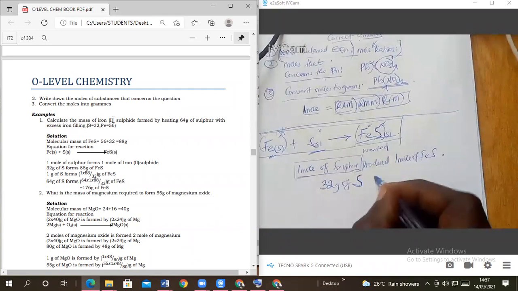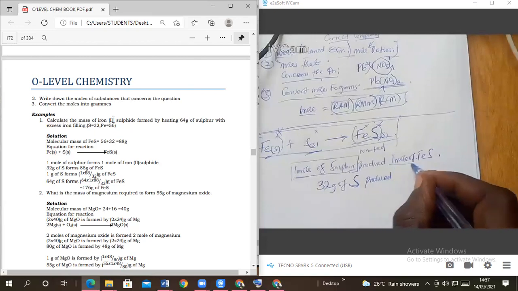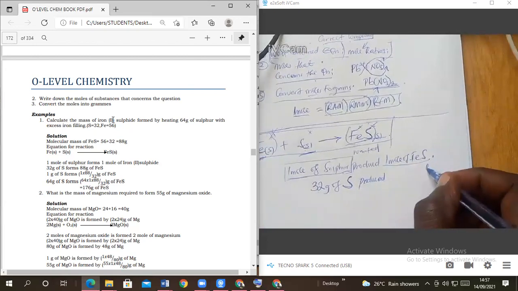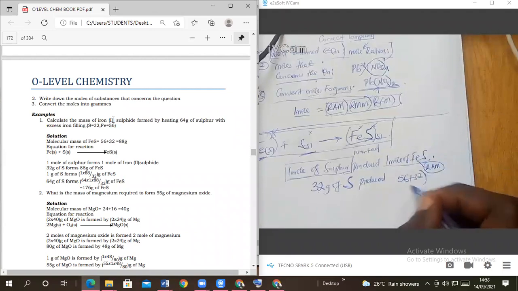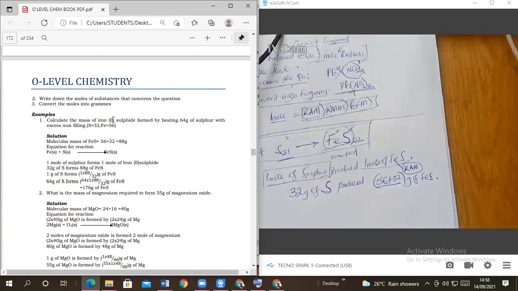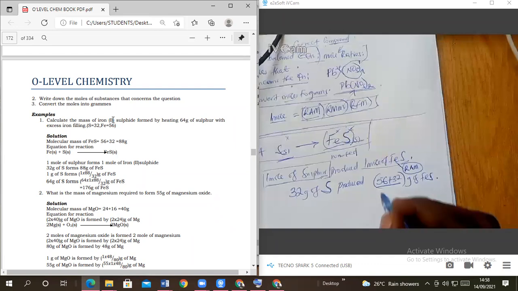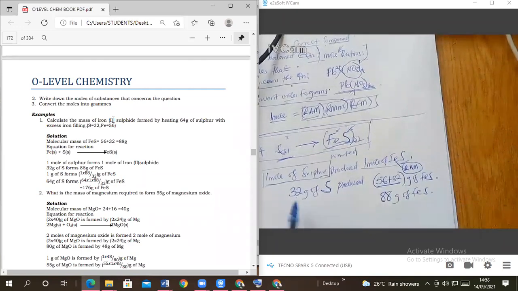So 32 grams of sulfur produced 1 mole of iron 2 sulfide. You have to look for the relative formula mass of this substance. Iron is 56 plus sulfur, which is 32. So when you add this plus this, what do you get? 56 plus 32? 88. Thank you. So 88 grams of iron sulfide is formed when you heat this 32 grams of sulfur with iron. So you write the same statement.